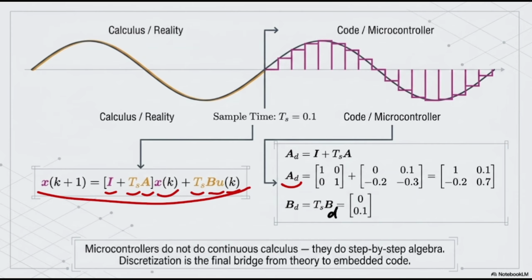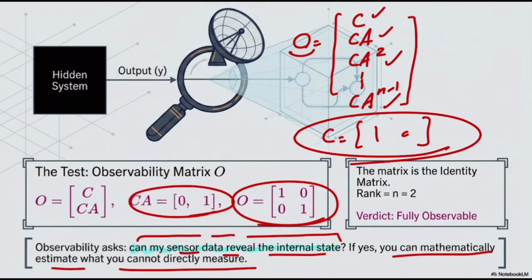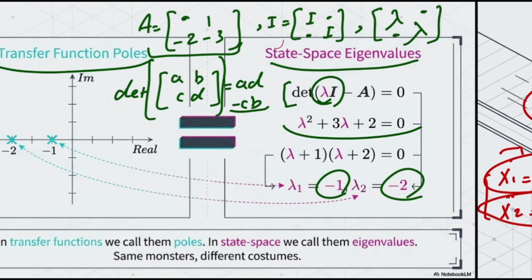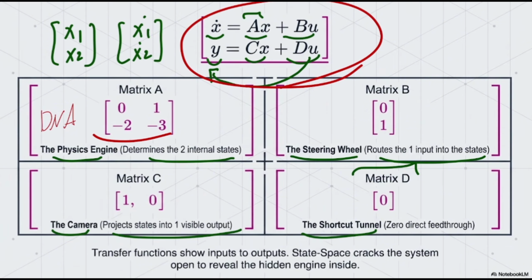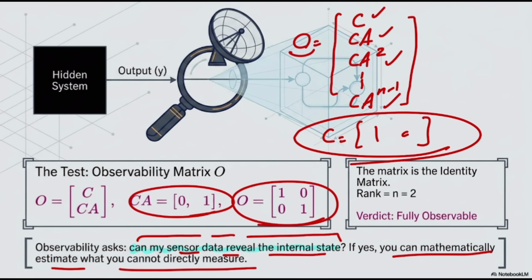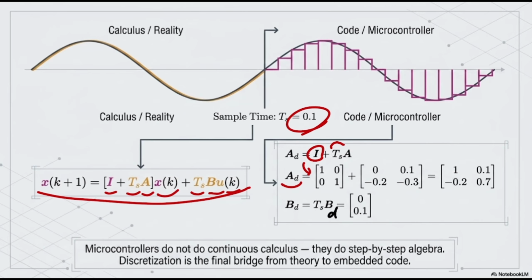Imagine I would like to use the identity matrix, which is [1, 0; 0, 1], and your Ts, the sample time at this point, is just 0.1, and A is your A matrix. Based on the previous slide, we had A as [0, 1; -2, -3]. So in order to find the next value, I have to find Ad. Ad is going to be a combination of the identity matrix plus Ts times A, and it's going to be something like that. And then I can find Bd itself.